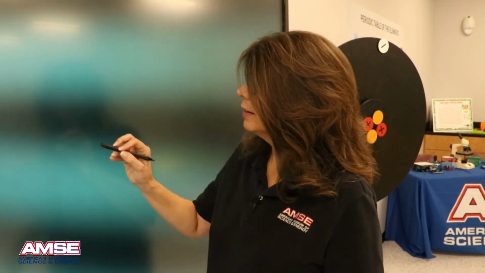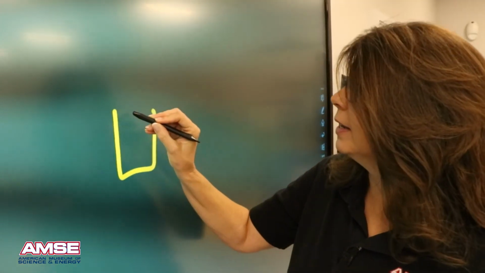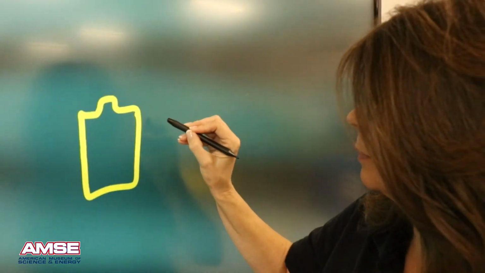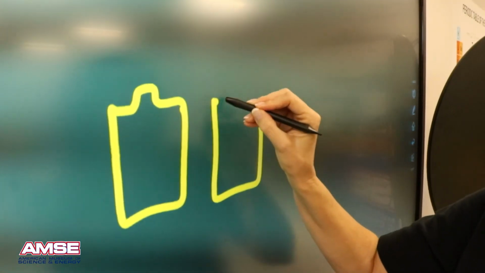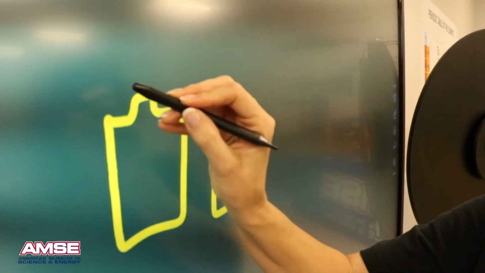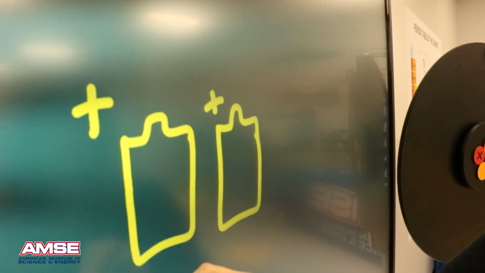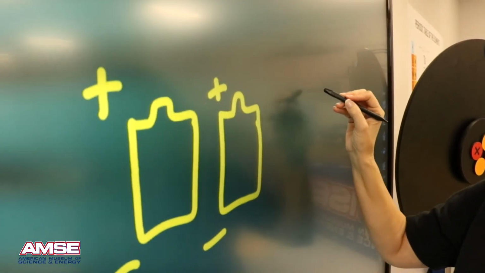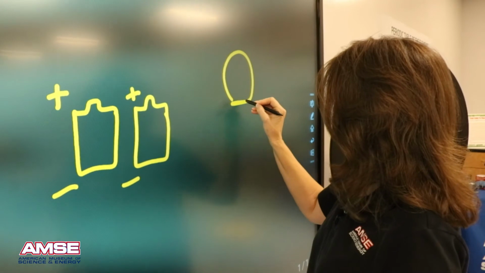We can also add batteries in parallel. Let's see what that looks like. Just like series means in a row, parallel has a meaning also. It means side by side. Let's start with 2 batteries in parallel. And our bulb will be over here.